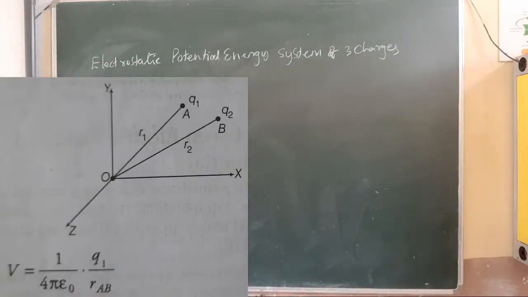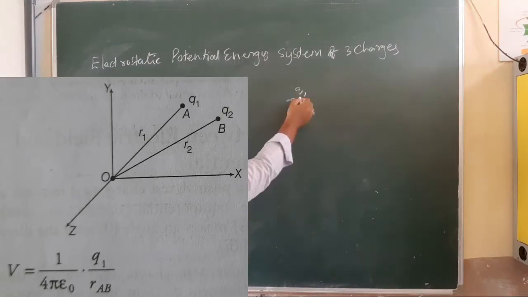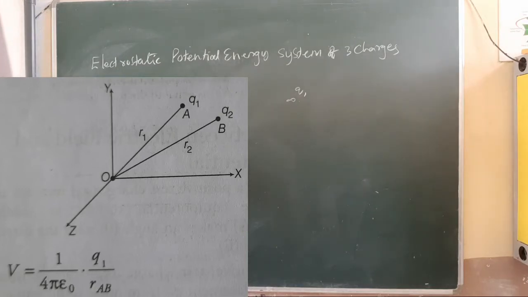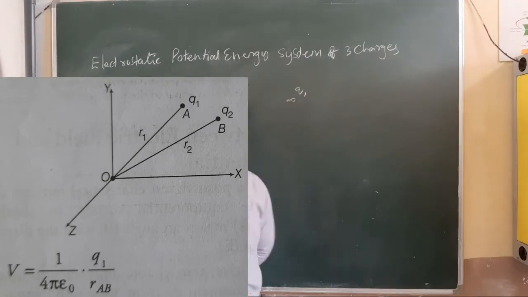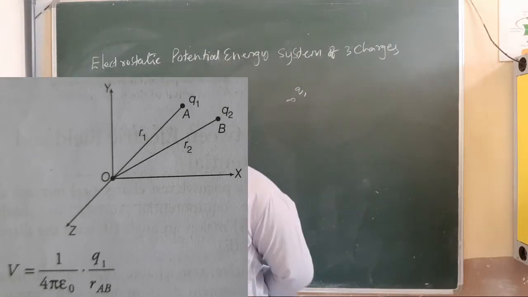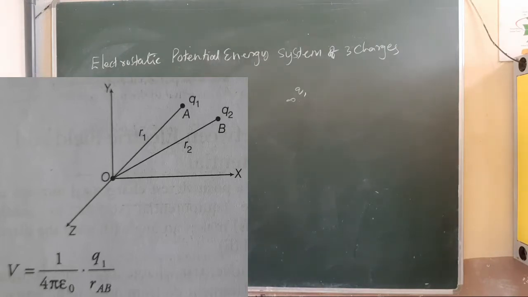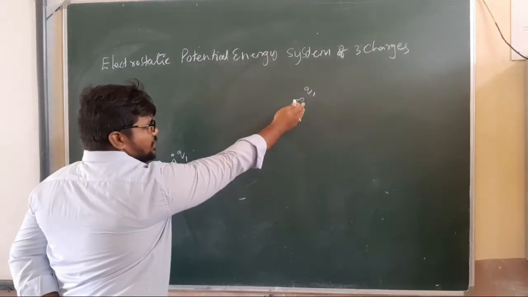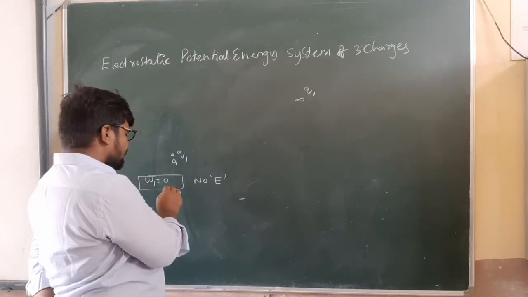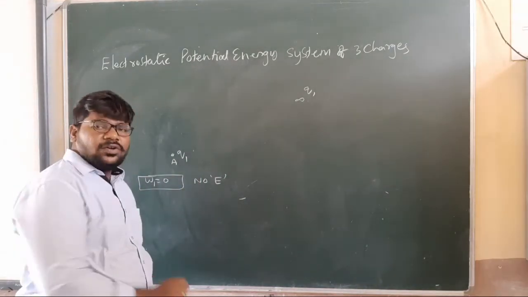Okay, consider a point A. In bringing the q1 charge from infinity to A, the work done becomes 0 because there is no electric field. Is it clear? Work done 1 is 0 because of no electric field. Bringing test charge q1 from infinity to A, the work done is 0 because there is no electric field.